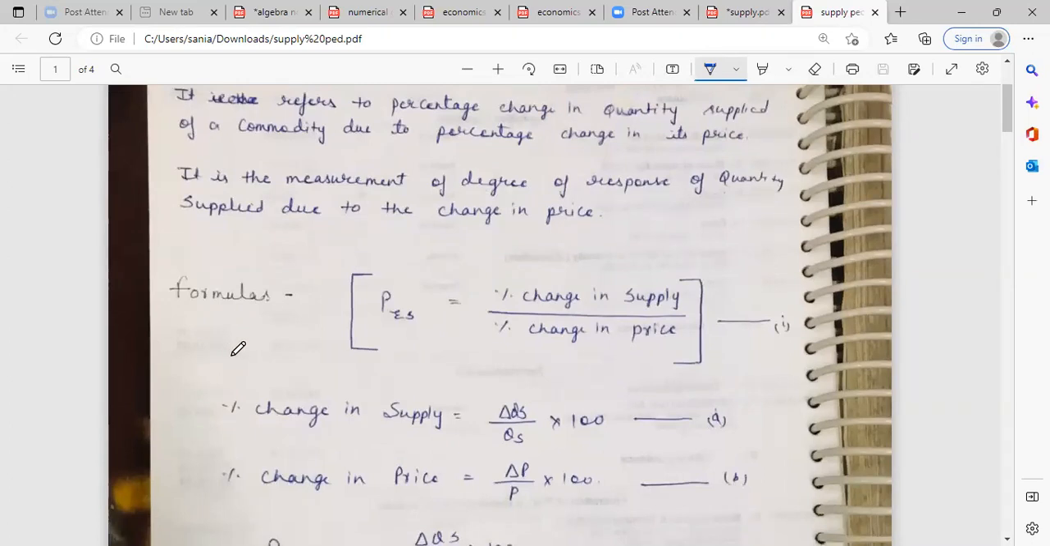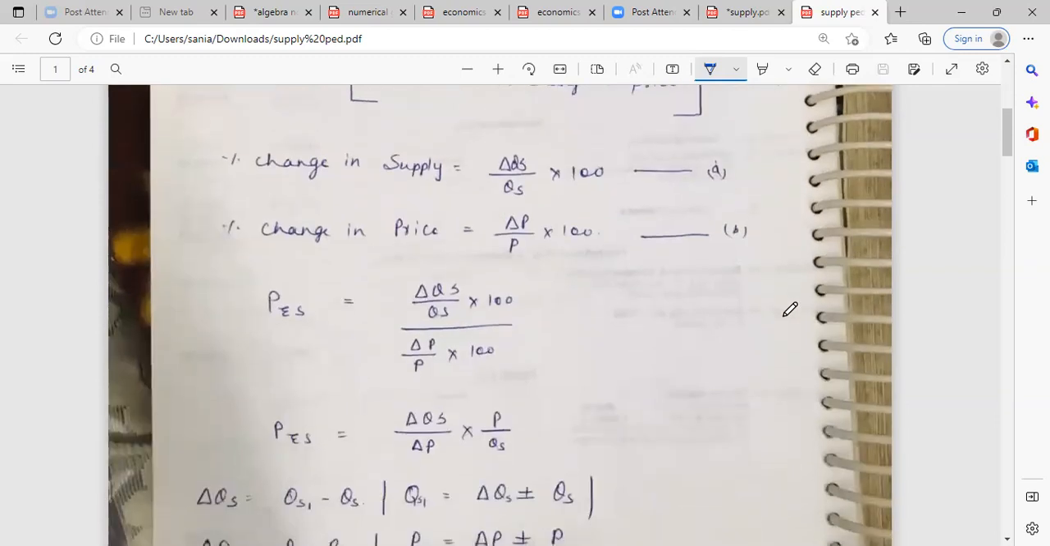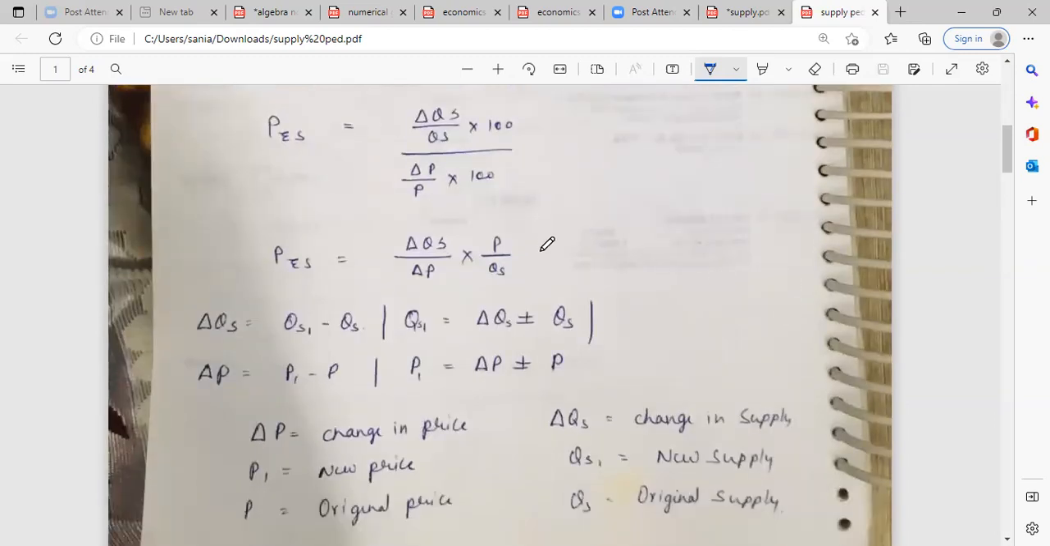Then formulas are there. Ma'am, what are those formulas basically? This is PES, price elasticity of supply. The first formula is percentage change in supply divided by percentage change in price. And this one is your second formula, which is delta QS, change in quantity supplied, divided by delta P, multiplied by P upon QS.